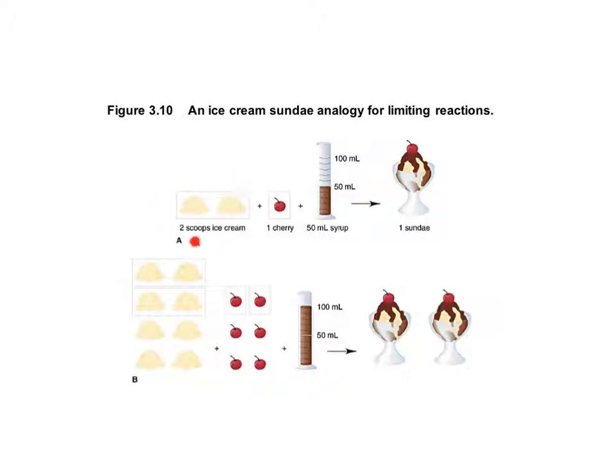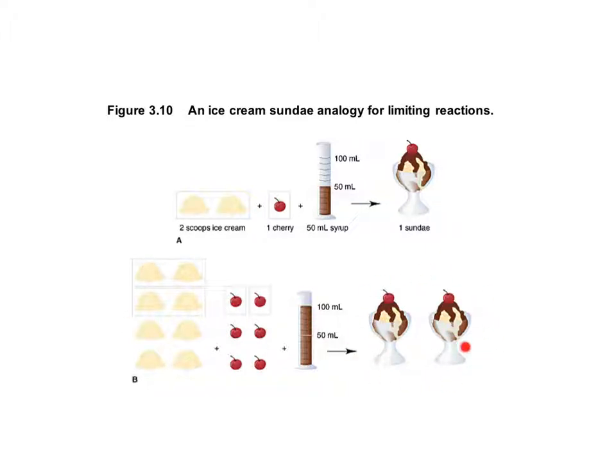To make an ice cream sundae, our chemical equation is 2 scoops of ice cream, 1 cherry, and 50 milliliters of chocolate. So you go into your kitchen and you find out that you have 1, 2, 3, 4, 5, 6, 7, 8 scoops of ice cream. You have 1, 2, 3, 4, 5, 6 cherries, and you have 100 milliliters of chocolate. So one of these things is going to be limiting the amount of ice cream sundaes we can make, right?